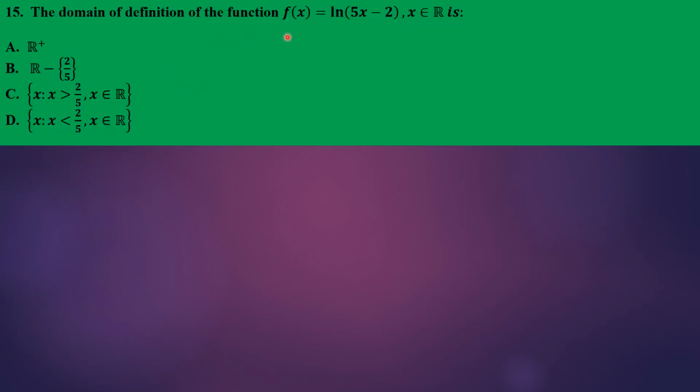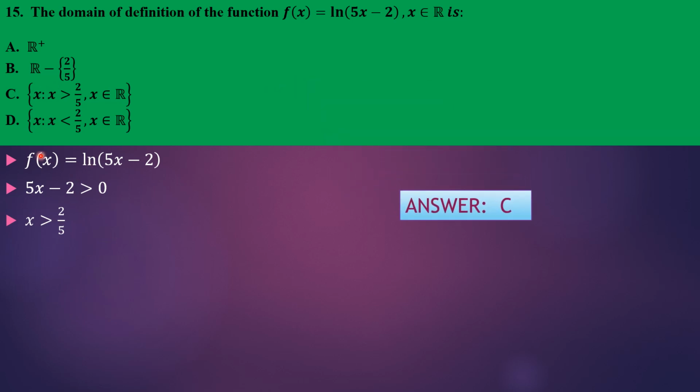The domain of definition of the function f of x equals ln of 5x minus 2, for x belonging to R, is. Alright, so f of x is this. To get the domain here, you know that log of a negative number does not exist. Take note, log of 0 does not exist either. You punch log 0 on your calculator, it gives you a math error. So 5x minus 2 must always be strictly greater than 0. So you have 5x minus 2 greater than 0. That's how you get the domain. Solving that inequality, you have x greater than 2 over 5. So of course the answer is C: x such that x is greater than 2 over 5 for all x in R.